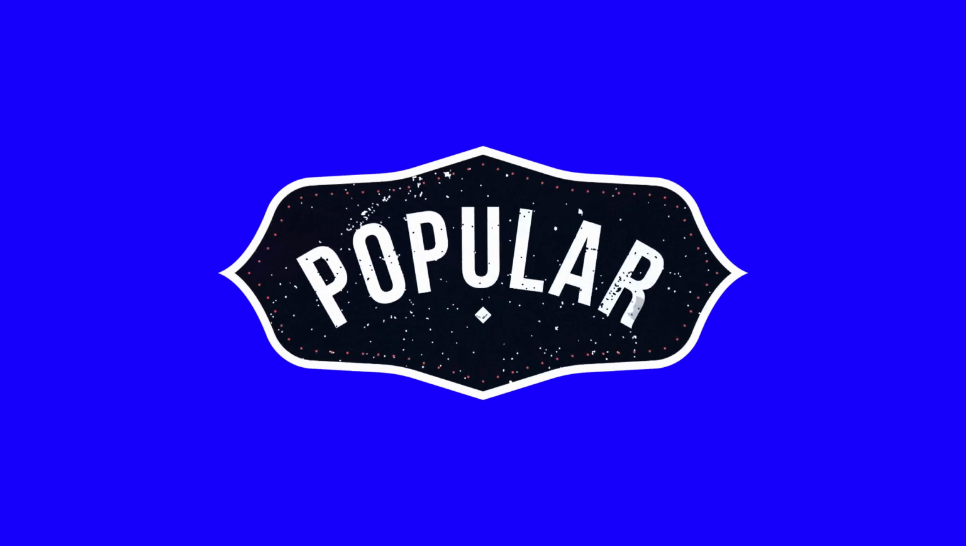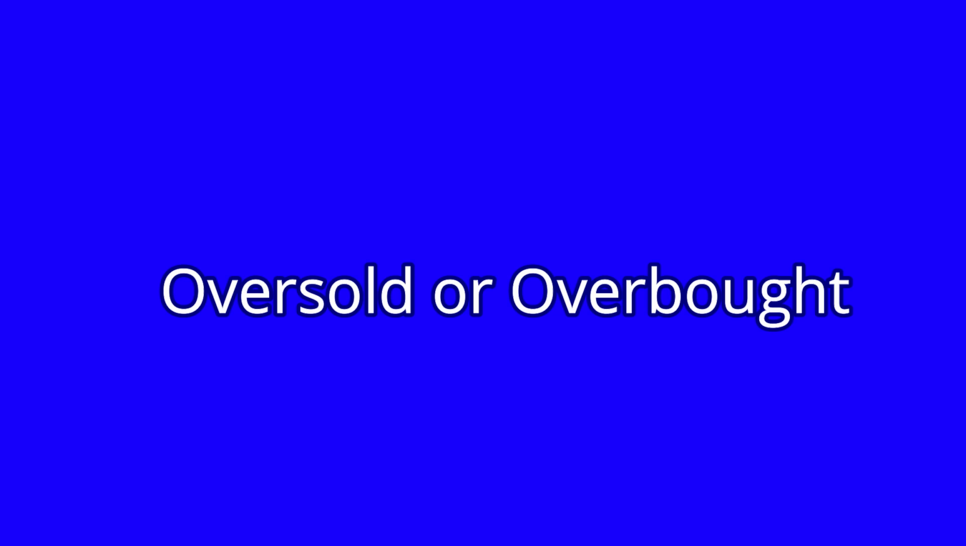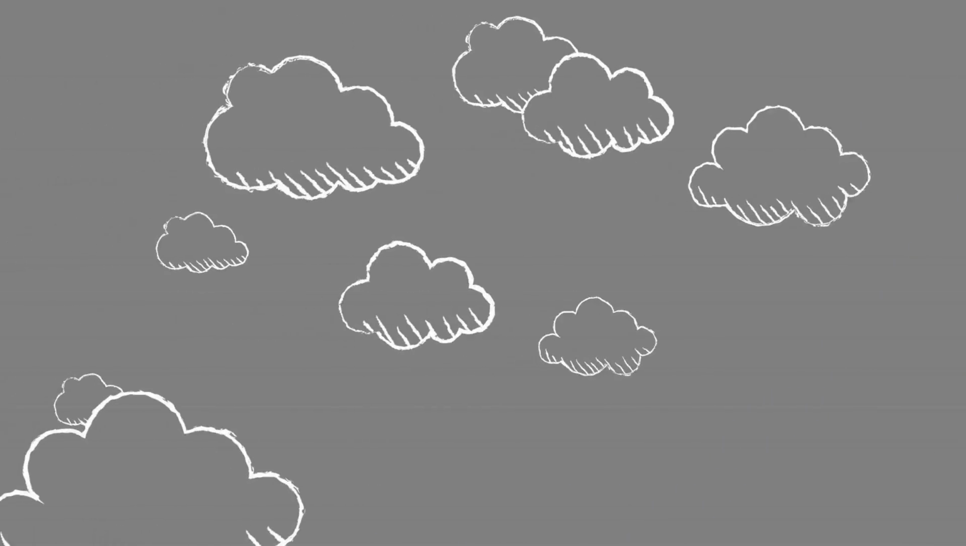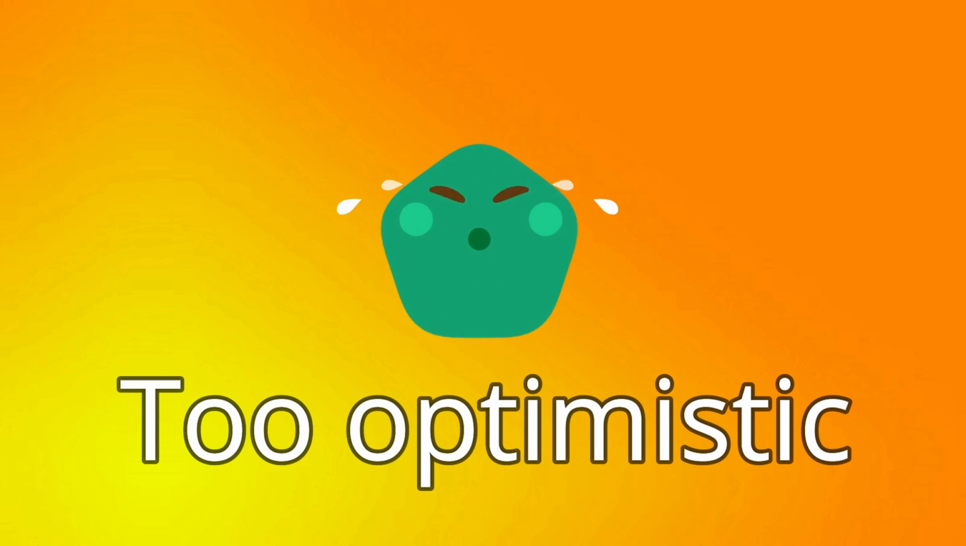The RSI is a very popular technical analysis tool among people who invest in the stock market. It's useful to evaluate if a stock is oversold or overbought, thus suggesting when is a good time to buy or sell a stock. It also suggests whether the stock market has become too pessimistic or too optimistic.